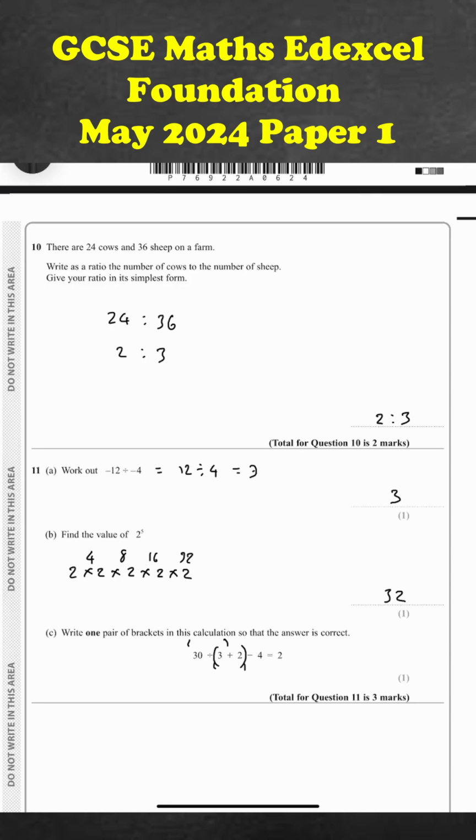So I'll just show you again. So this is going to be 5 here now because we're doing the bracket first. 30 divided by 5 gives you 6. 6 minus 4 gives you 2.